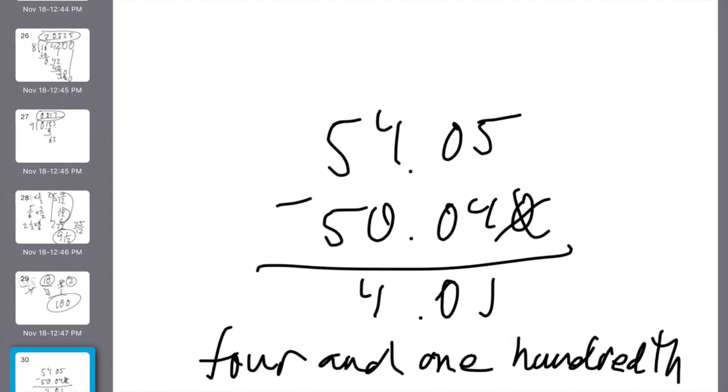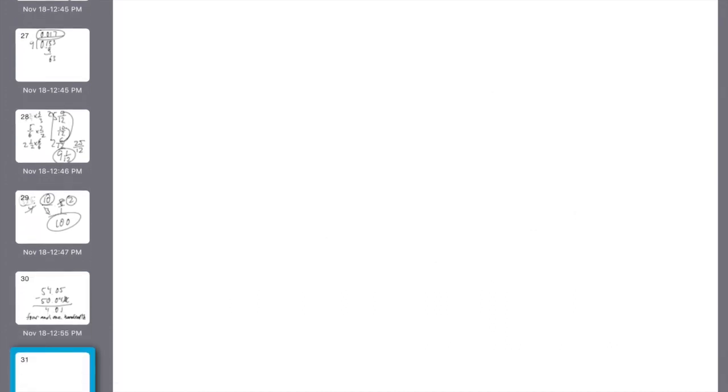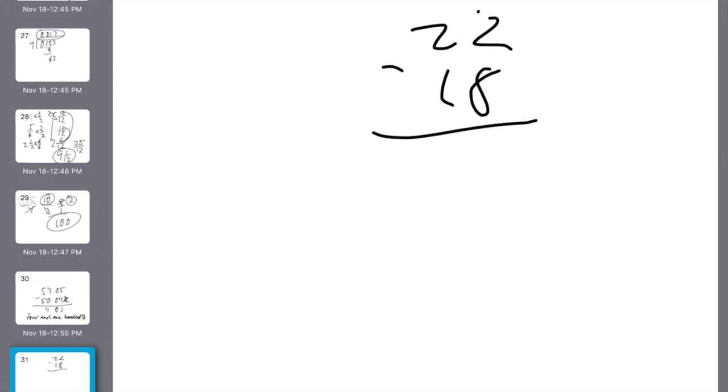Number 4. Use the tally chart. It says the winner of the election received how many more votes than the runner-up? So the winner was Yolanda, 5, 10, 15, 20, 22. Runner-up was next, Con, 5, 10, 15, 16, 17, 18. Subtract those, and you get 4. They won by 4 votes.